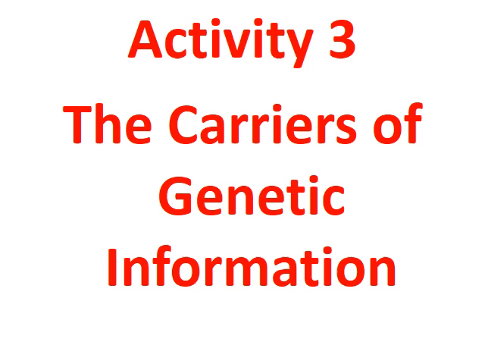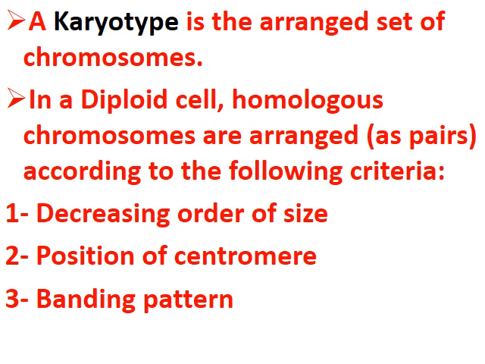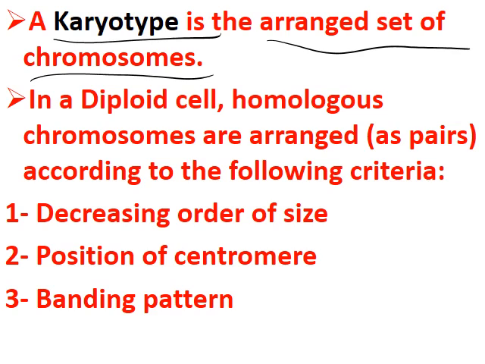Moving to activity 3, the carriers of the genetic information. What are the carriers? First, let's start with the karyotype. What is the karyotype? Karyotype is the arranged set of chromosomes. Whenever chromosomes are arranged in a set, it's called a karyotype. In a diploid, homologous chromosomes are arranged as pairs according to the following criteria. In the exam, maybe I'm going to ask you what is the criteria for which the chromosomes are arranged.